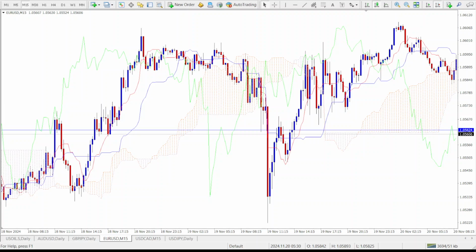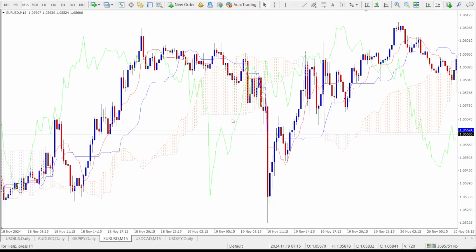Now, let's talk about how Senkou Span A works in conjunction with the rest of the Ichimoku system. One of the most powerful aspects of Senkou Span A is that it's plotted as part of the Ichimoku Cloud. You may have heard traders talk about the cloud, and it's essentially the area between the Senkou Span A and the Senkou Span B, which is the second line in the Ichimoku system.